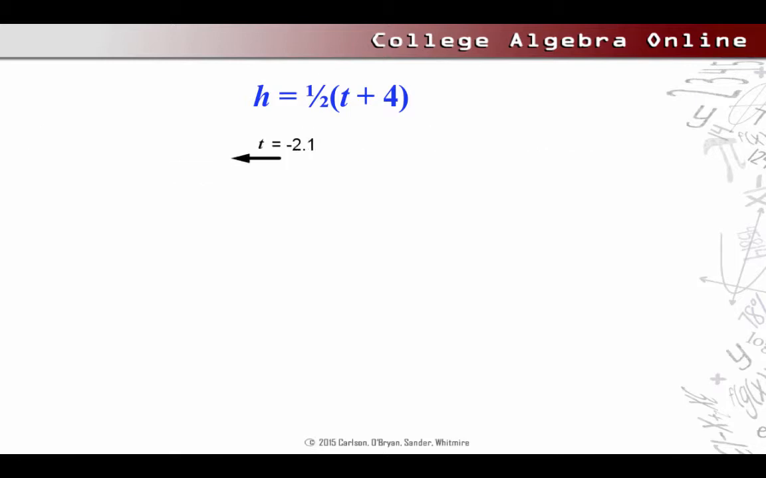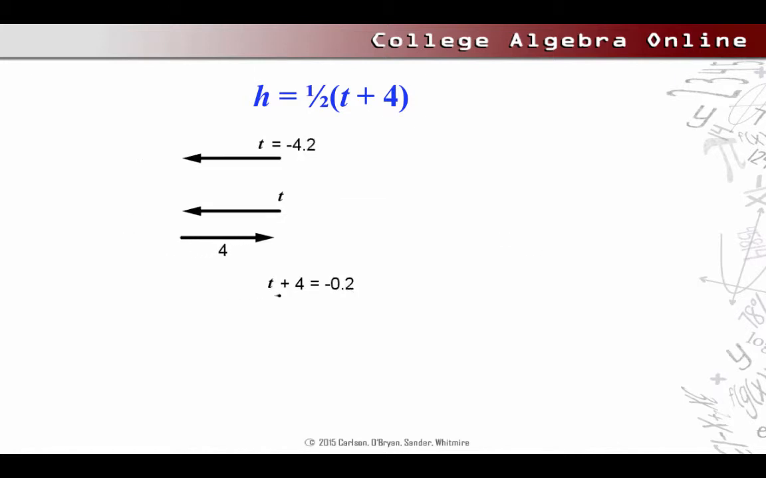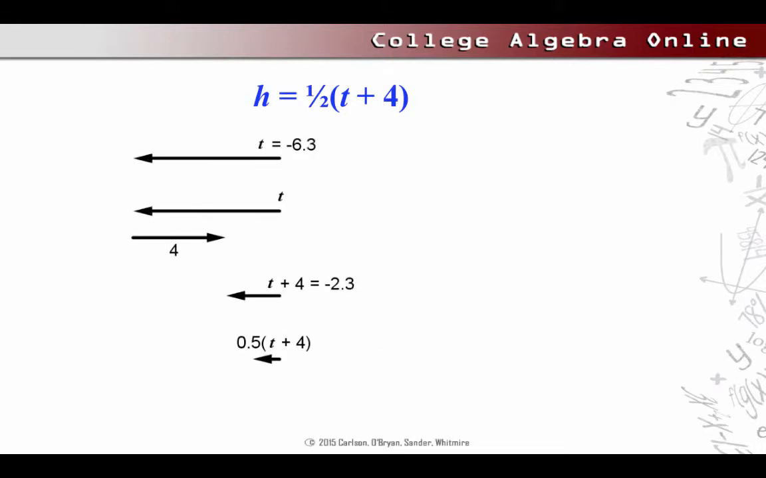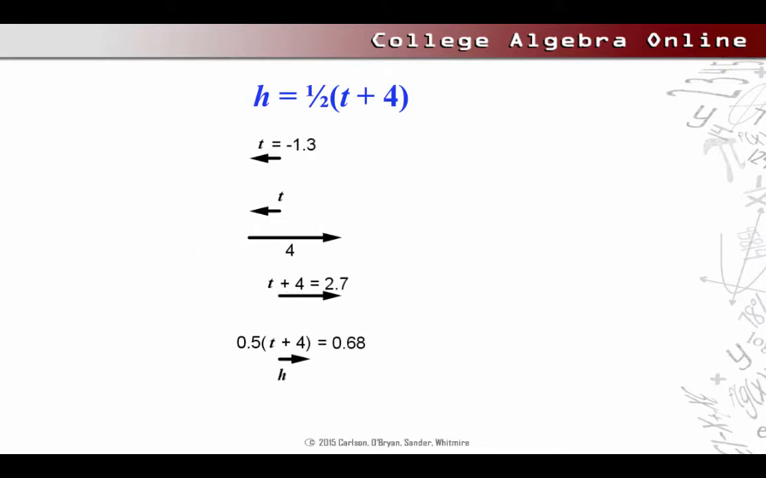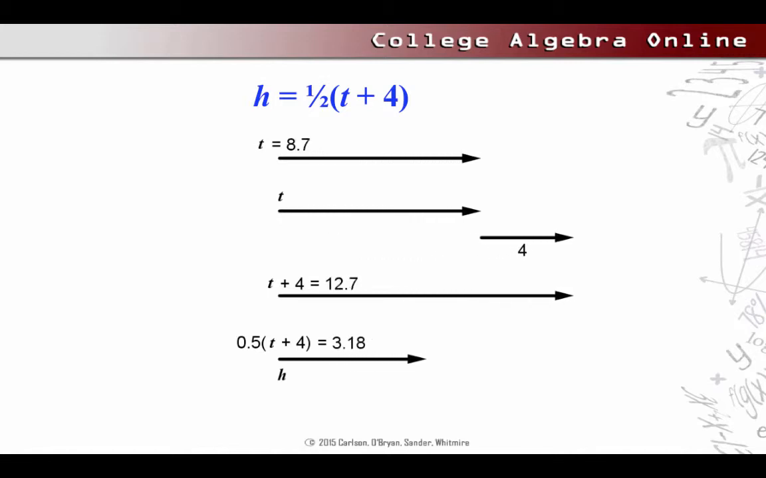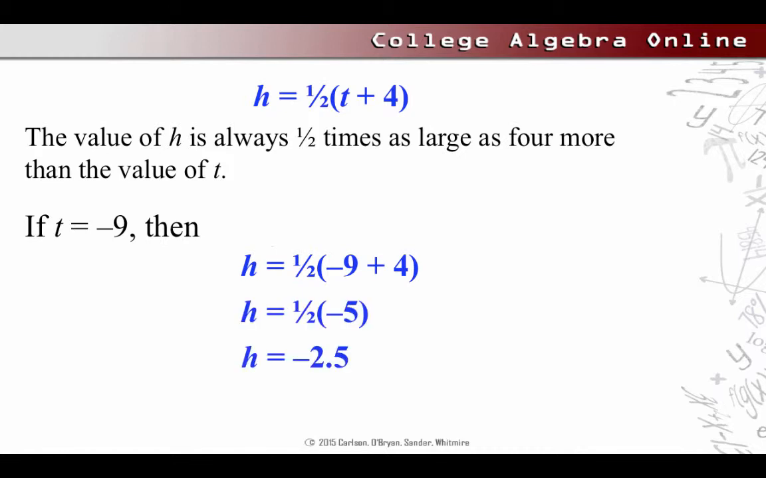We can visualize how the values of h and t change together. As t varies, we can imagine the value of the expression t plus 4. Its value is always 4 more than the value of t. We can then visualize half of this value, which is the value of h. We can freeze the variation at any moment and consider specific values of h and t. For example, if t equals negative 9, then h is 1/2 times as large as the sum of negative 9 and 4, which is negative 2.5.